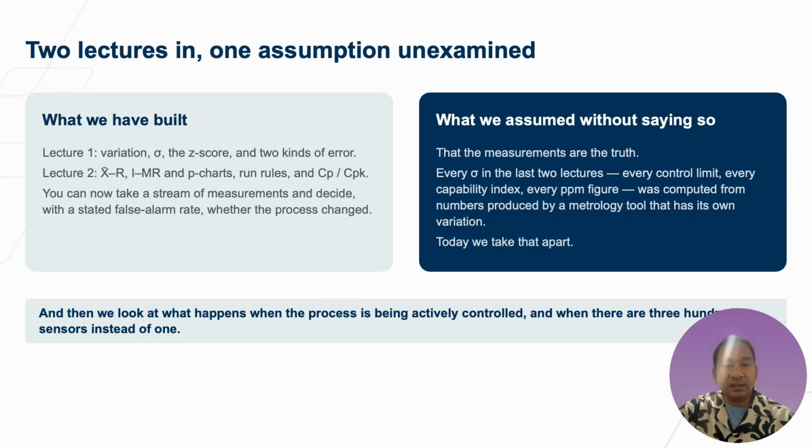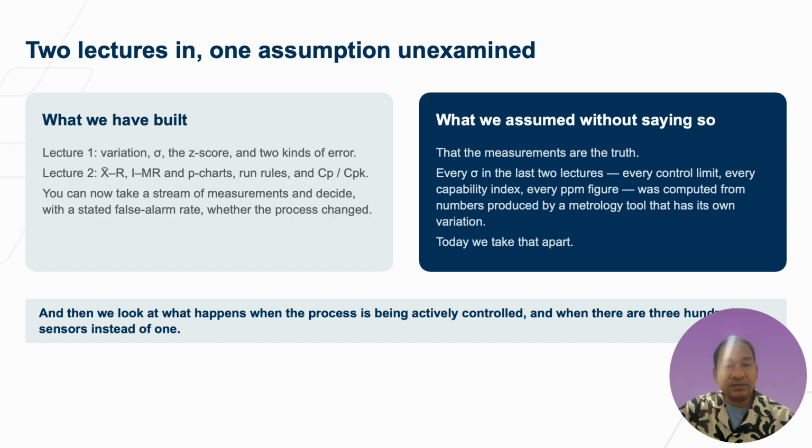Two lectures in, here is what we have built. Lecture 1, variation, sigma, the z-score and two kinds of error. Lecture 2, X-bar, R, IMR and P charts, run rules and capability. You can take a stream of measurements and decide with a stated false alarm rate when the process changed. Now the problem. There is an assumption underneath all of it that I have mentioned four times and never examined. We assume the measurements are the truth.